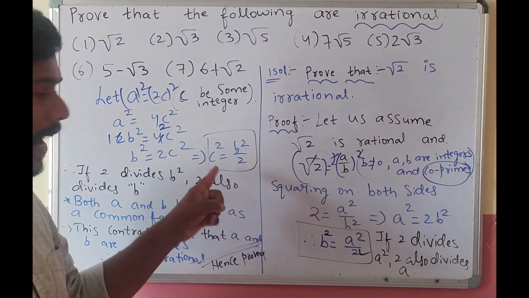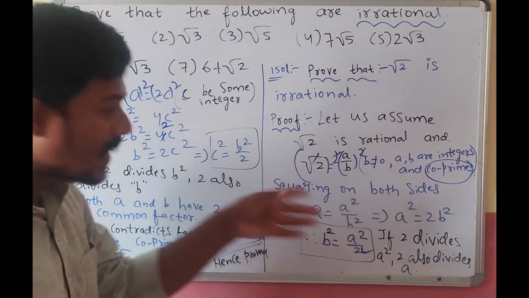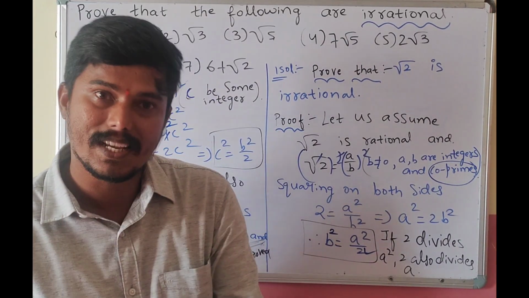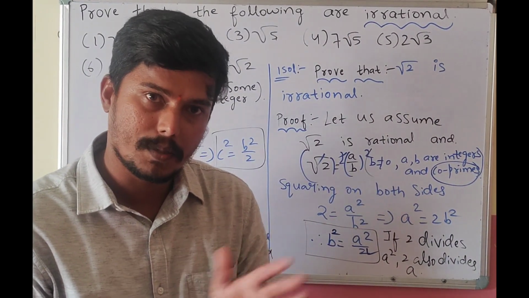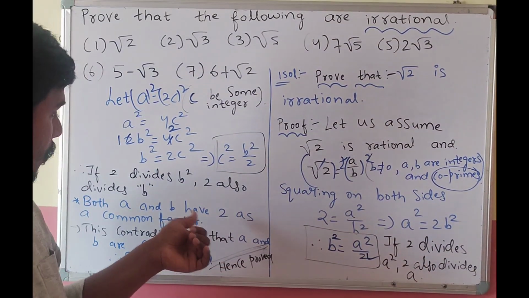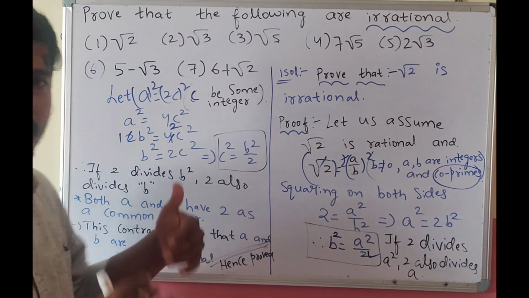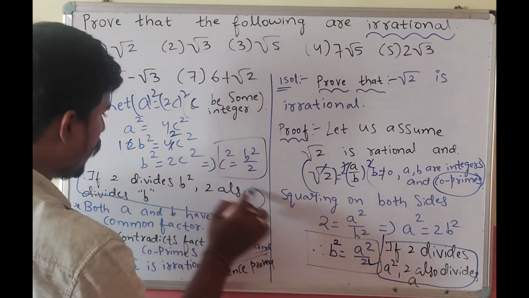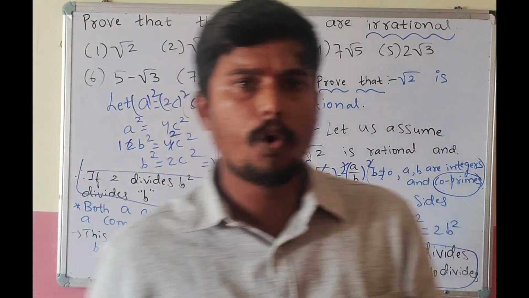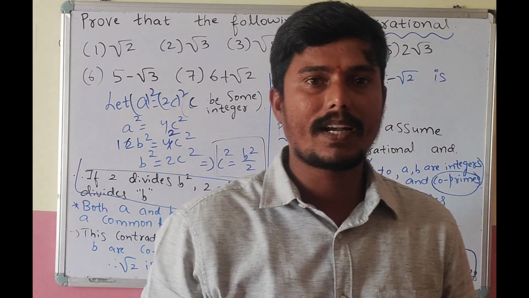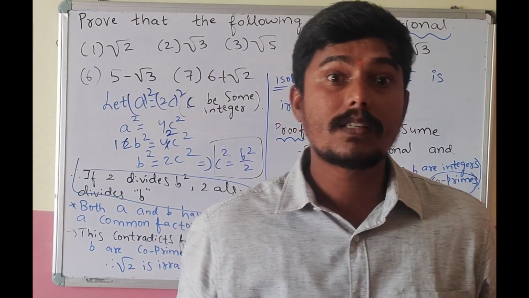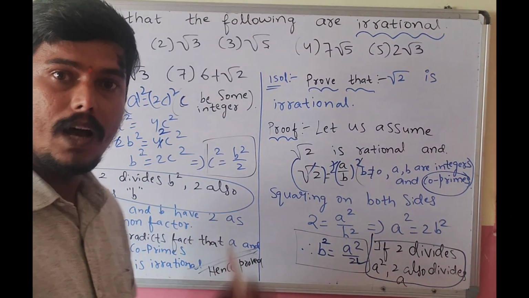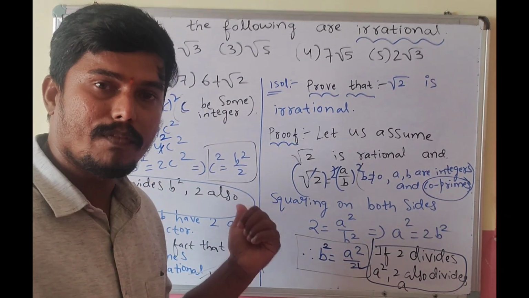In the same way, it is b square equal to 2c square, and again the same theorem applies. If 2 is a prime number and it divides b square, then it also divides b. So this is the first thing we got, and this is the second thing we got. Here we got that both a and b have 2 as a common factor. Correct? But what did we take? a and b are co-primes. But we got that they are not co-primes, they have HCF 2.